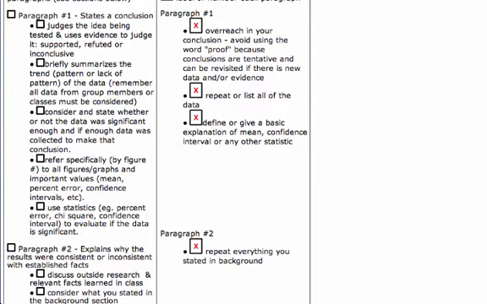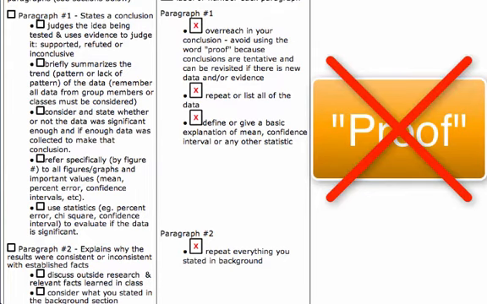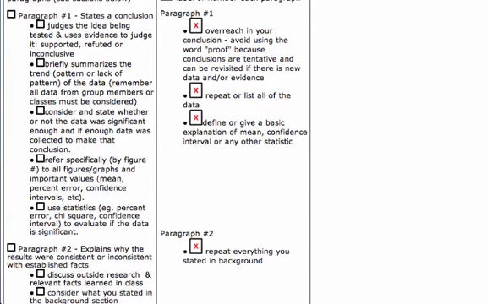Be careful here. Do not use the word proof, though. People tend to overreach in a conclusion. You have to remember that this is one experiment, and supposedly a flawed experiment. We always find some imperfections. So don't overreach in your conclusions, because conclusions can be changed when there's new data.